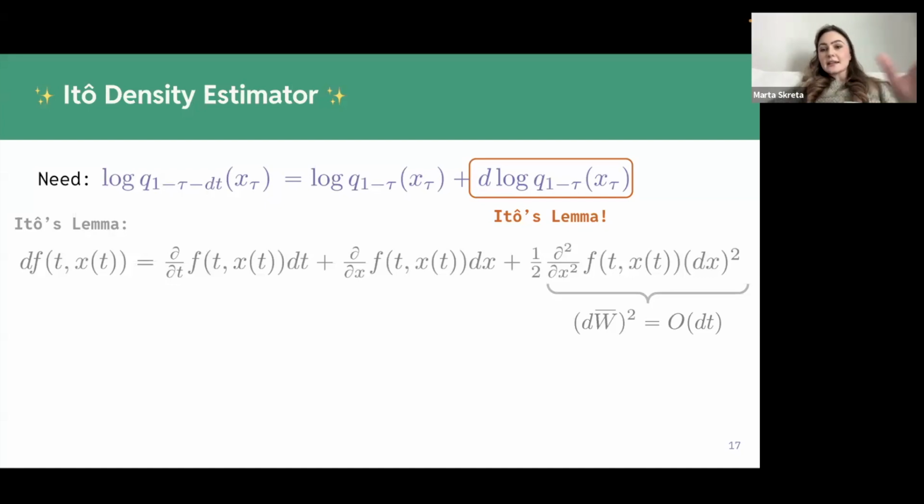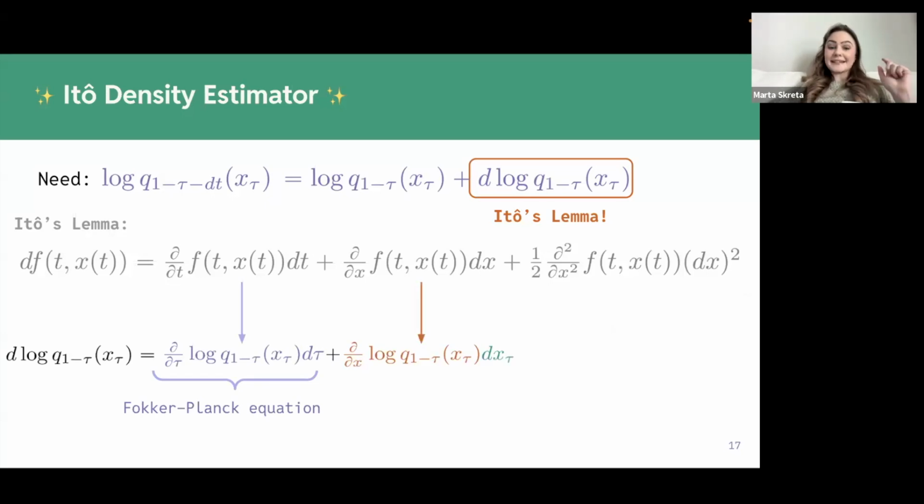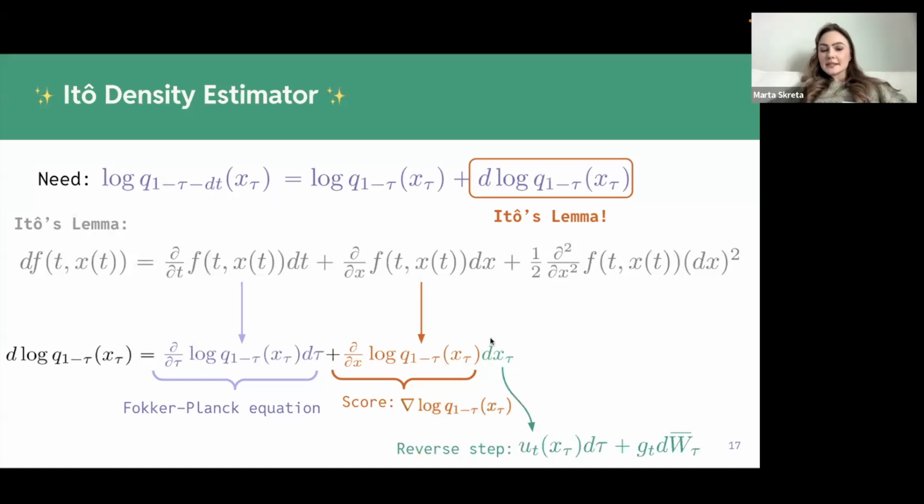So here we have Ito's lemma. Now, how do we get this into the system that we have? We want the change in density, so we can compute the partial derivative of that with respect to time. The way we get that is the reverse time Fokker-Planck equation. Then we can get the partial derivative with respect to x, which becomes the score from our learned network, times dx, which is the reverse step that we take with our SDE.